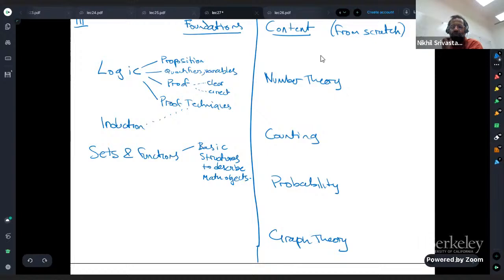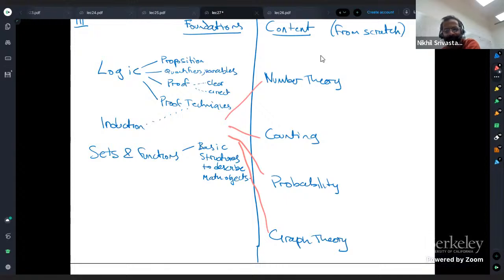And I'm not going to list all of the subtopics in all of these subjects that we did. But the first thing I want to note is that all of these things were actually described in terms of sets and functions. So we really did end up using this stuff.